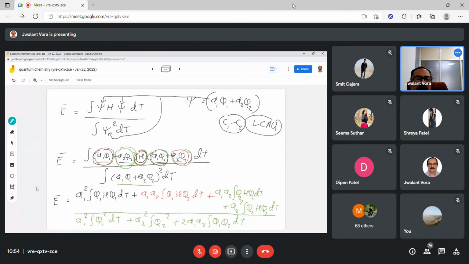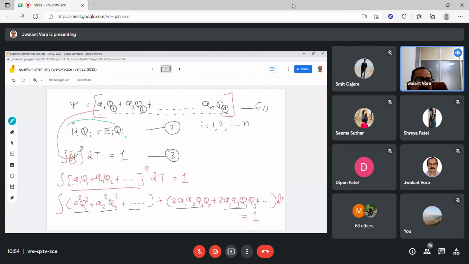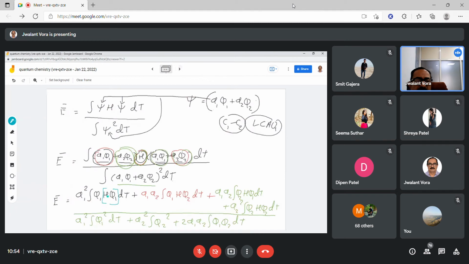હવે H phi1 is equal to, જે ઇક્વેશન નંબર 2 શું કહે છે, H phi i is equal to Ei phi i. So H phi1 is equal to E1 phi1 and H phi2 is equal to E2 phi2.